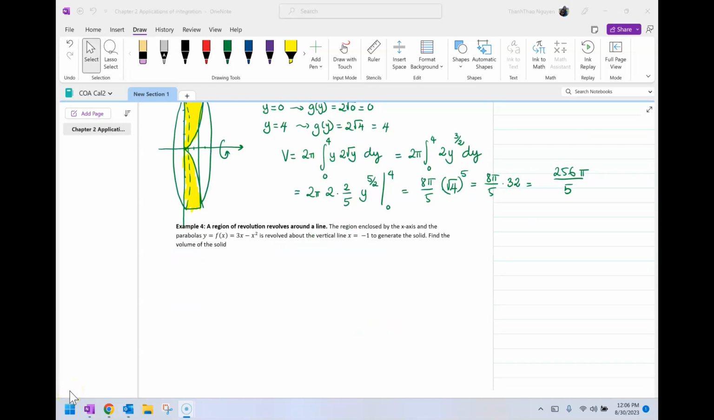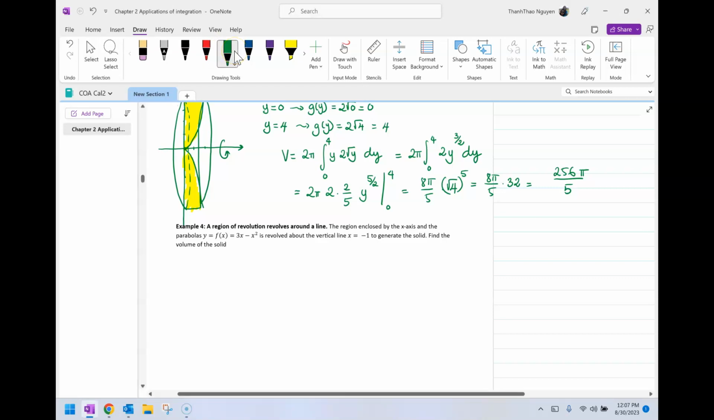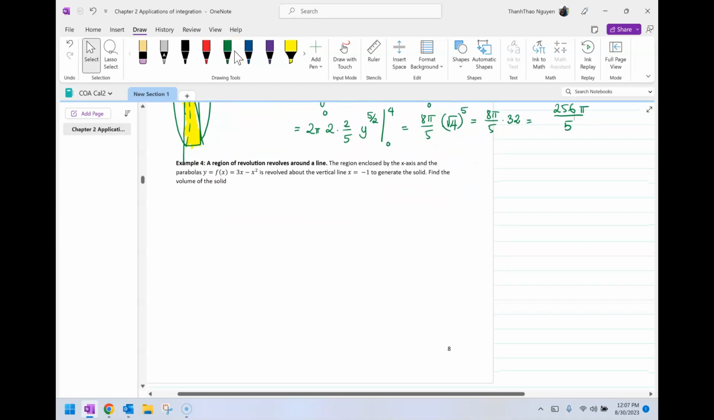So we talked about the volume of the figure rotating about the x and y axis. What happens if it rotates about a different line? So for example, we want to find the volume of the region enclosed by the x-axis and the parabola y equals f of x equals 3x minus x squared, revolved about the vertical line x equals -1 to generate the solid. So let's start with the graph and see what it looks like.